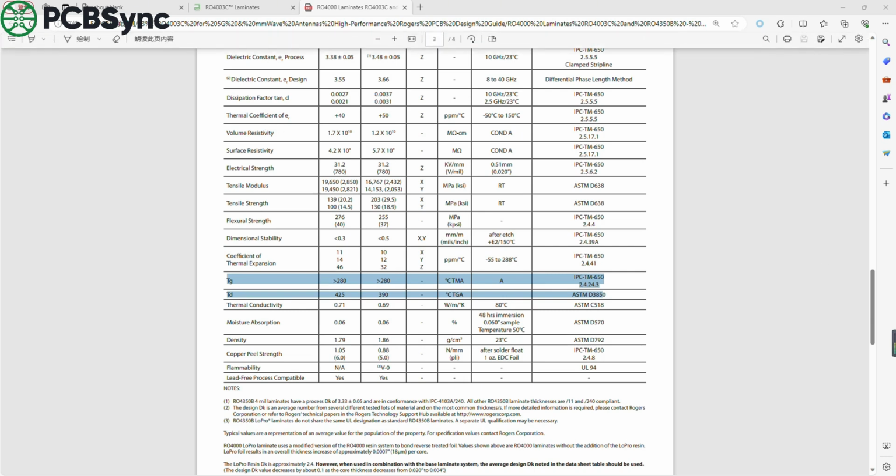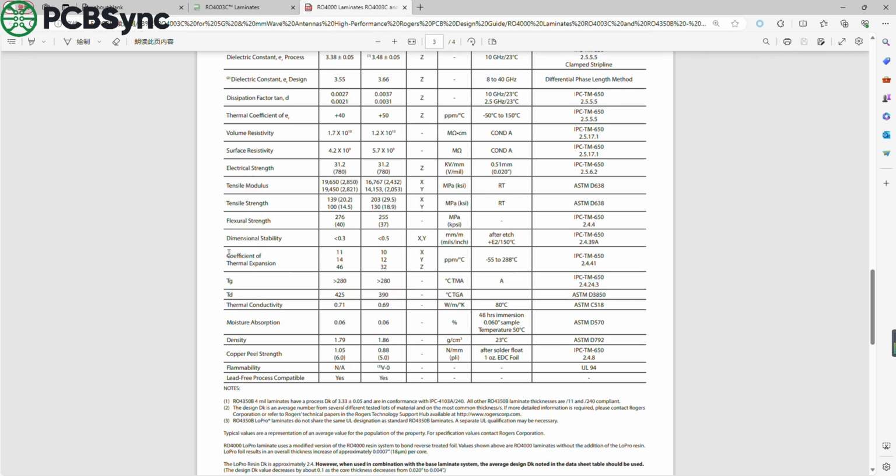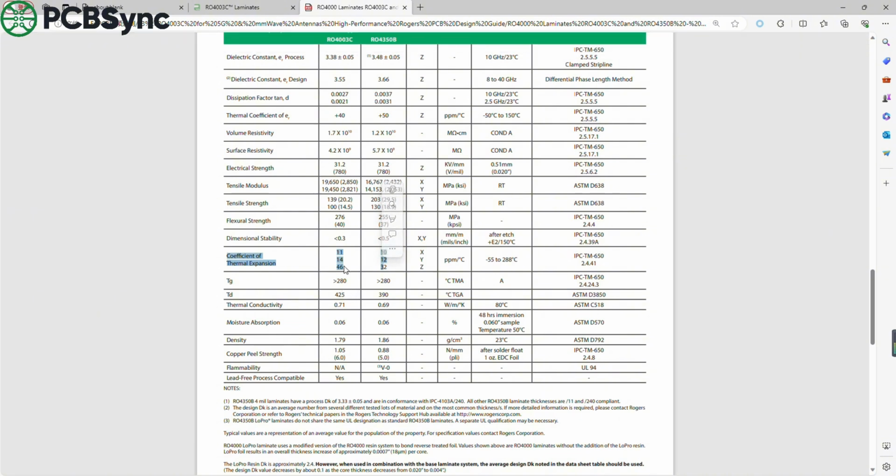Moving forward with our discussion, next let's take a detailed look at CTE, the coefficient of thermal expansion. Mainly this row. The typical value of RO4003C is 11 parts per million per degree Celsius in the X direction, 14 parts per million per degree Celsius in the Y direction, and 46 parts per million per degree Celsius in the Z direction.